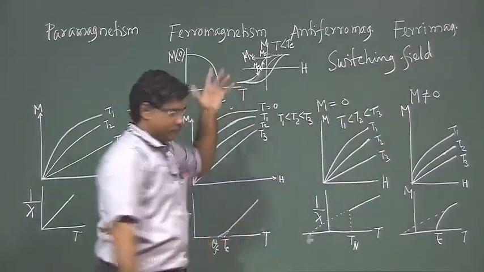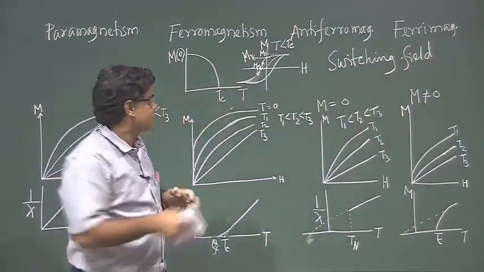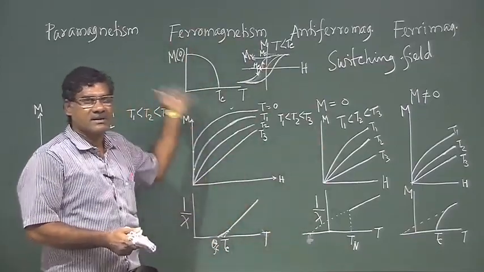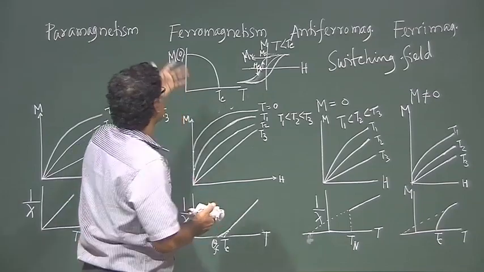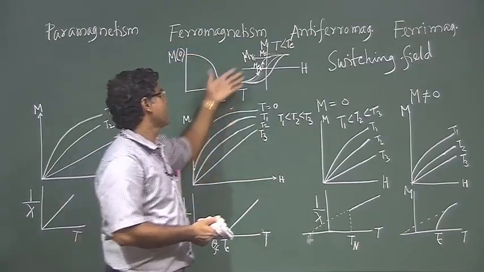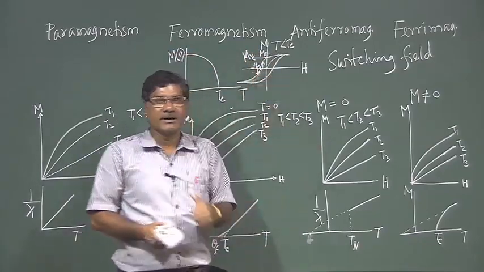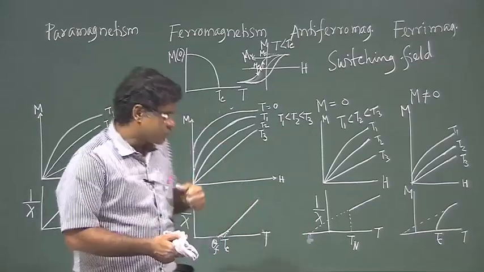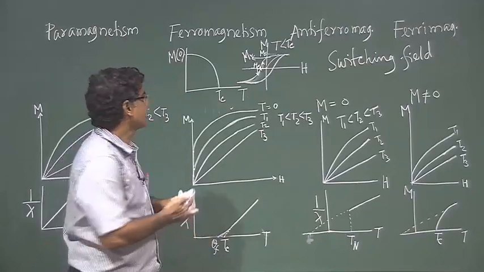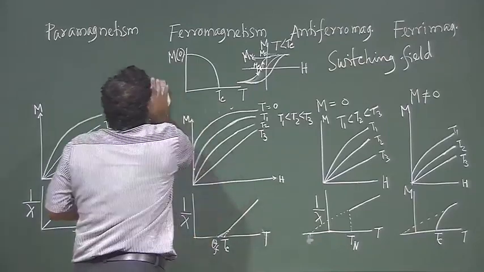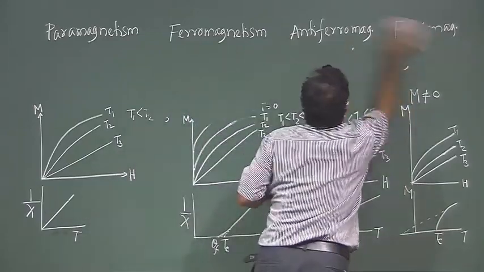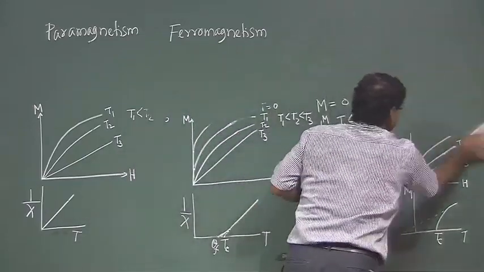Okay. So, now we will discuss the origin of ferromagnetism. As we have discussed for paramagnetism, we will discuss the origin of ferromagnetism: why this spontaneous magnetization exists, why remanent magnetization is there, why we need an opposite field to make this remanent magnetization 0. So, that is what we want to study. So, let us concentrate on the ferromagnetic material.